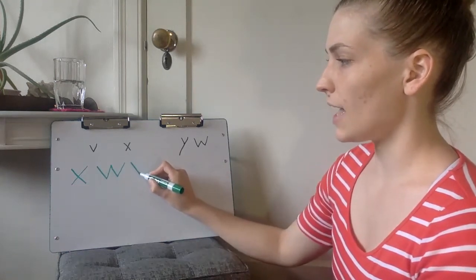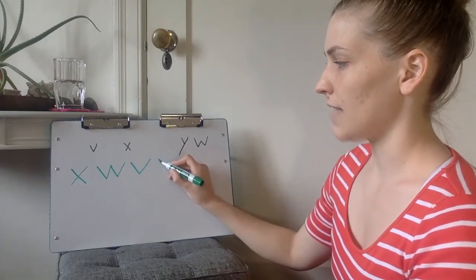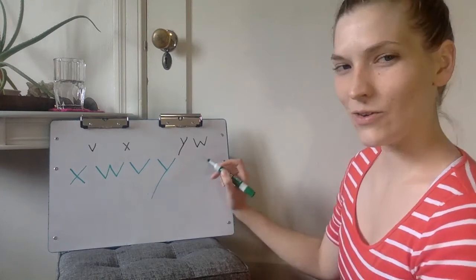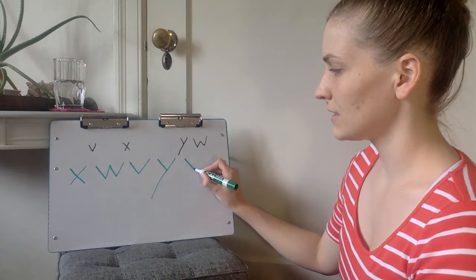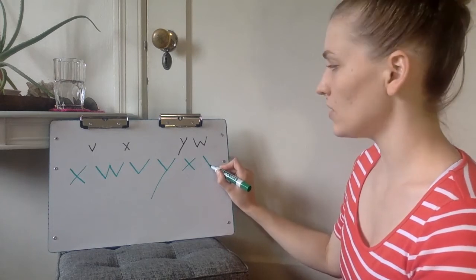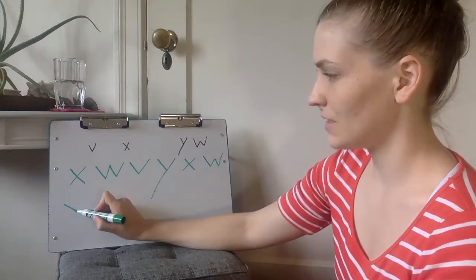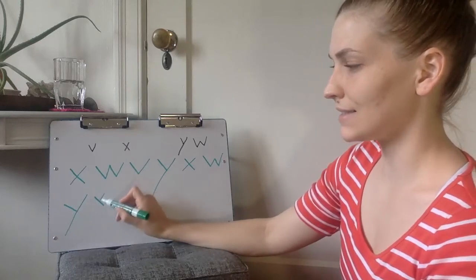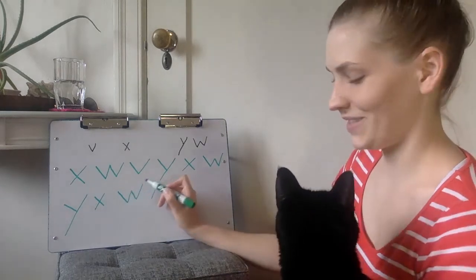To the next one, slide and pause. V. Slide and pause. Y. You making your letters like mine? Try your best. We'll slide and pause. X. Slide. W. Slide and pause. Y. Slide and pause. X. Slide and pause. W.